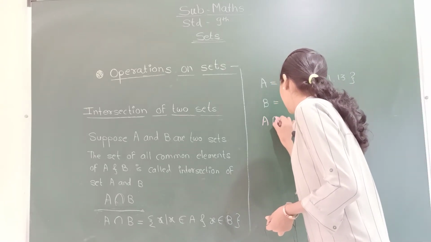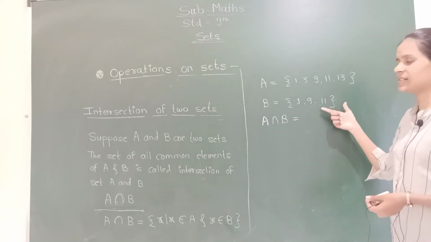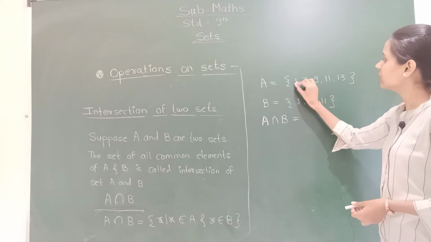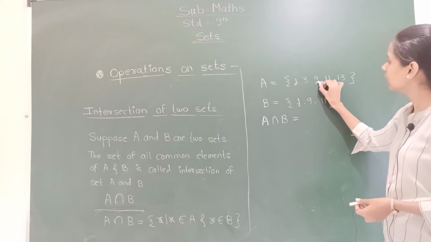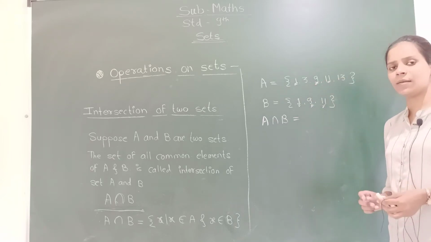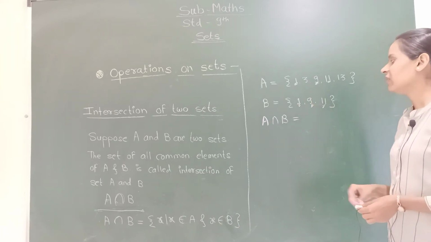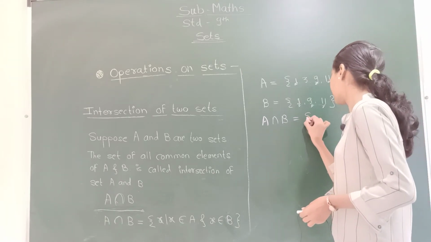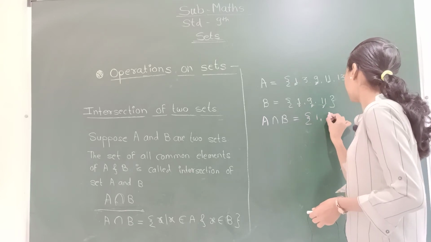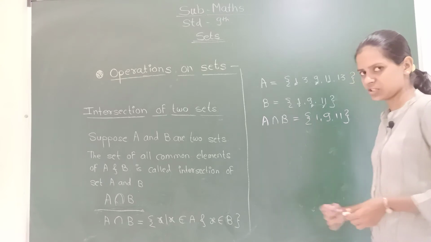A intersection B is the set of elements which are common between set A and set B. You can see which are the common elements between A and B. These are the ones, 1, 9, 11. These three elements are common between the two sets, set A and set B. We will write A intersection B as the common elements between set A and B. They are 1, 9 and 11. This is A intersection B.